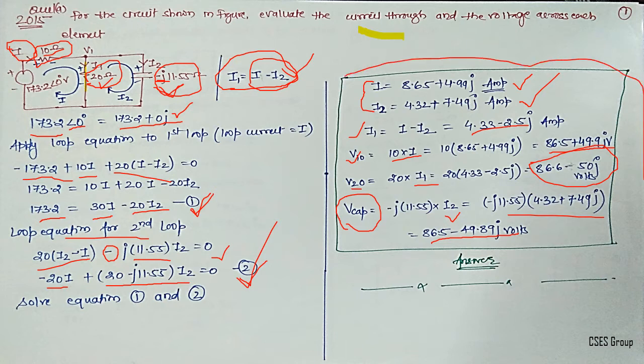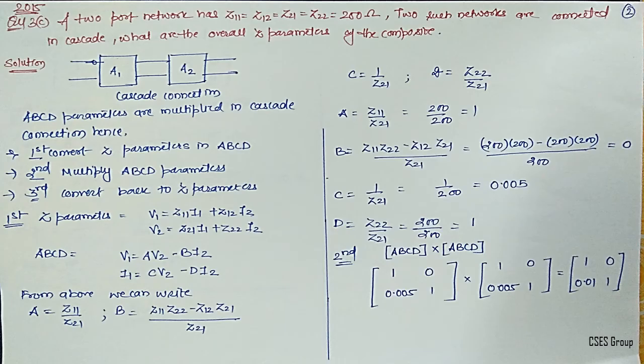So we have calculated the current and the voltage across each branch. The next question is question number 3C. If a two-port network has Z parameters as given here, and two such networks are connected in cascade, what is the overall Z parameter of the complete circuit? This is the simplified diagram.